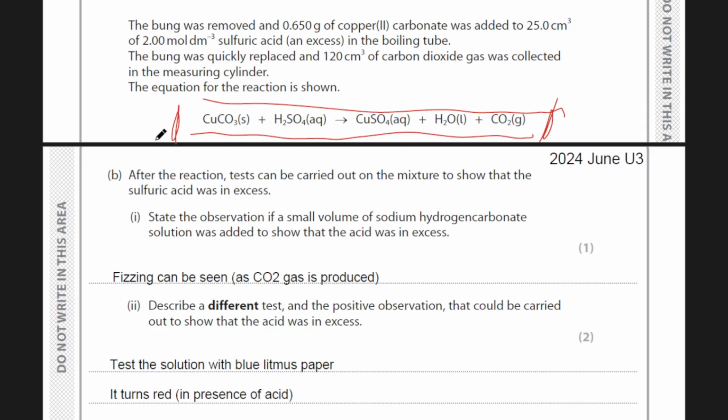The first question is that after the reaction, tests can be carried out on the mixture to show that the sulfuric acid was in excess. State the observation if a small volume of sodium hydrogen carbonate solution was added to show that the acid was in excess. If we add sodium hydrogen carbonate, we'll see fizzing taking place because carbon dioxide gas is produced.